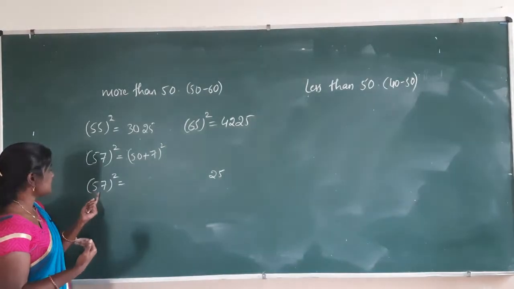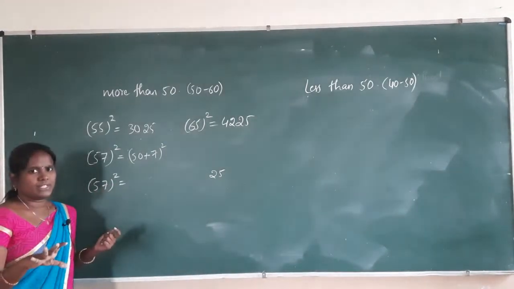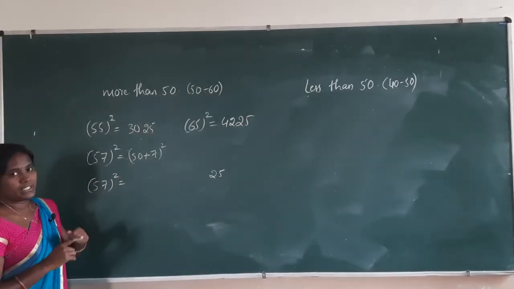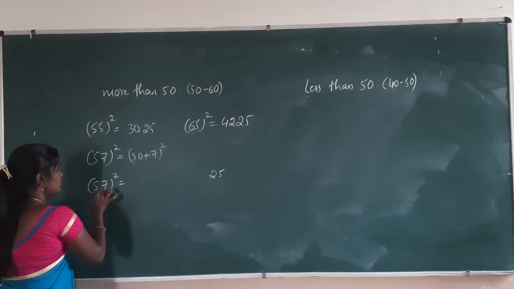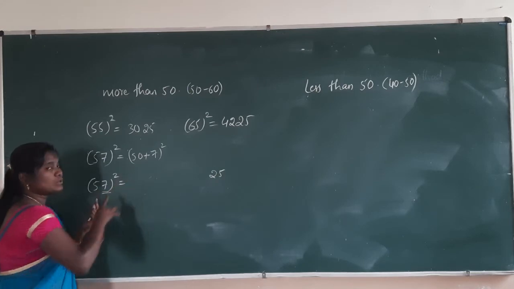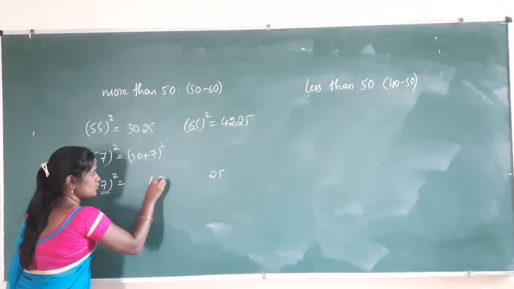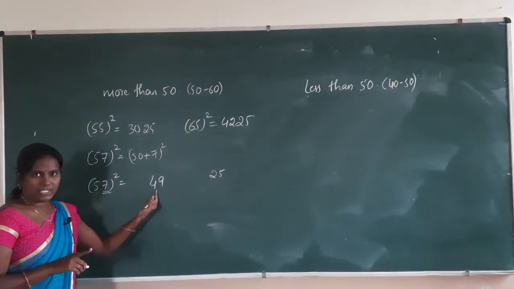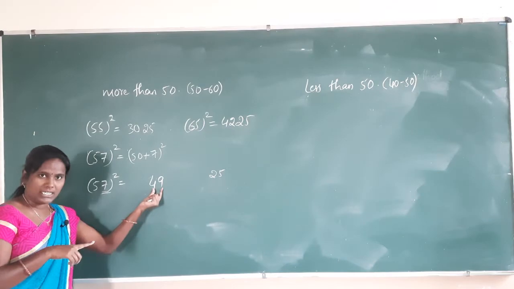Yes, this 57 is 7 more than 50. Therefore, what do we have to do? This 7 means 7 square is what? 7 square is of course 49. I am going to write it as 49.